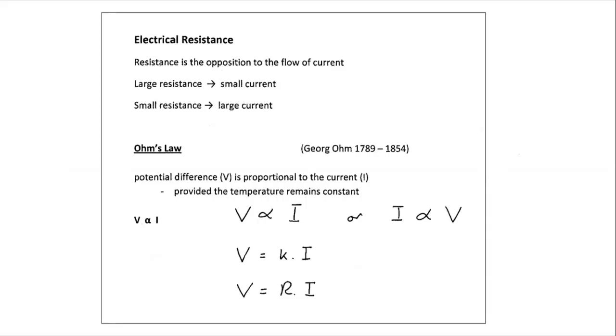Electrical resistance. Resistance is the opposition to the flow of current. If we have a large resistance, we have a small current. If we have a small resistance, we have a large current. And down below, I've said a little bit more, it's again about Ohm's law and that relationship V equals IR, or V equals R times I.